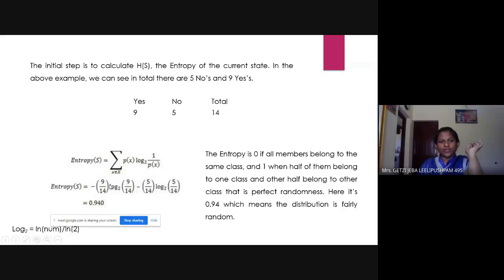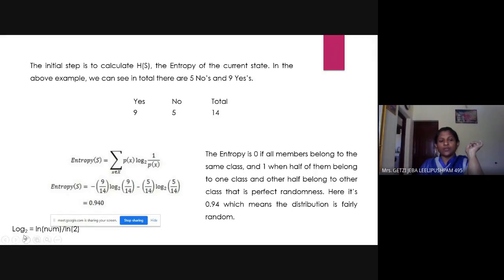So how do you calculate the entropy? 9 by 14. The formula says 9 by 14 log 2 of 1 by p of x. Here it is 9 by 14. Please calculate 1 by p of x, minus 5 by 14 log 2 of 1 by p of x. So the total entropy is 0.94.